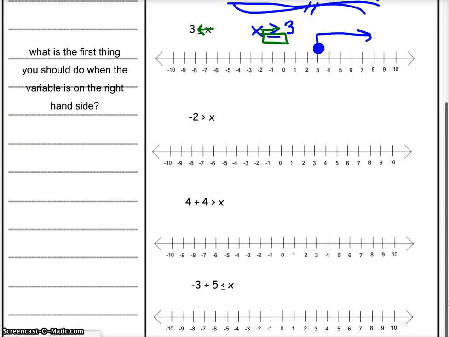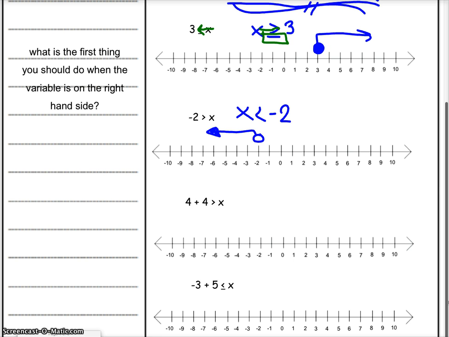-2 is greater than x. I need to put my x to the left. X, what's facing it, the point or open mouth? Point. Keep the point facing it. Where does the circle go? Left or right?